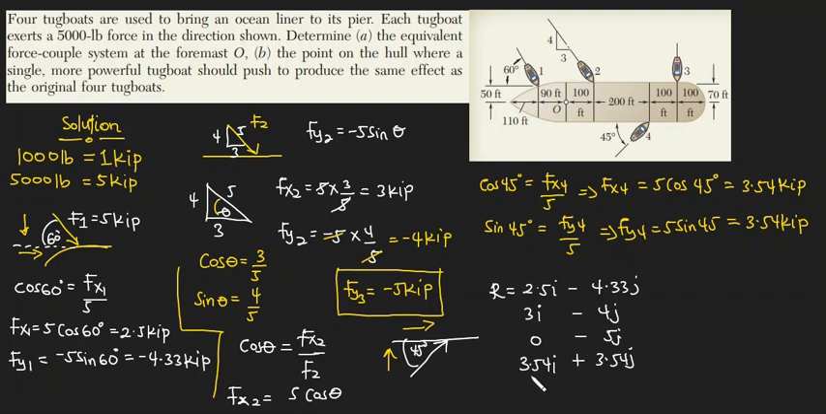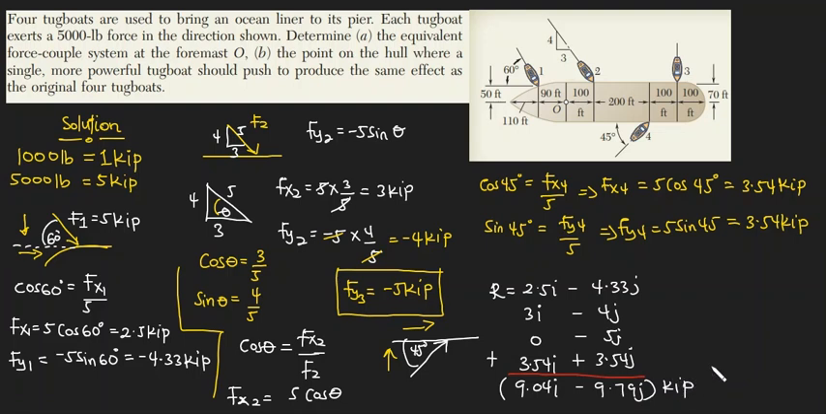So now let's find the resultant of this force. Let's add the x component. You're going to have 2.5 plus 3 plus 0 plus 3.54. This will give us a value of 9.04 in the x-axis direction. And then let's look at the y component also. You have minus 4.33 minus 4 minus 5 plus 3.54. That also gives us a value of minus 9.79 j.